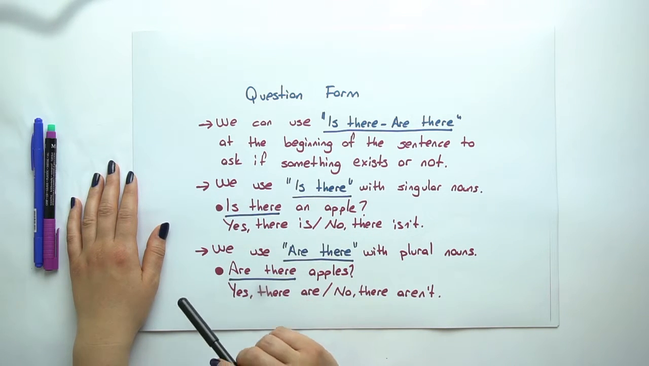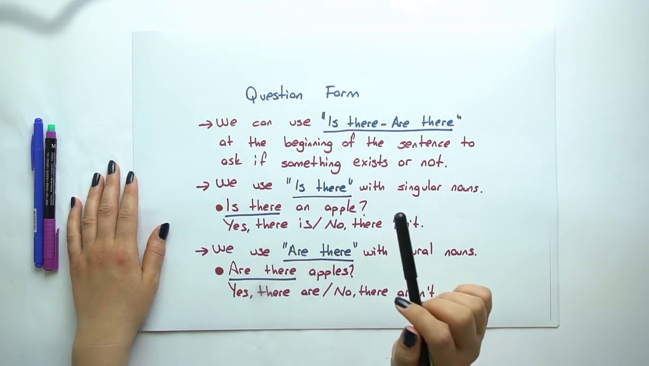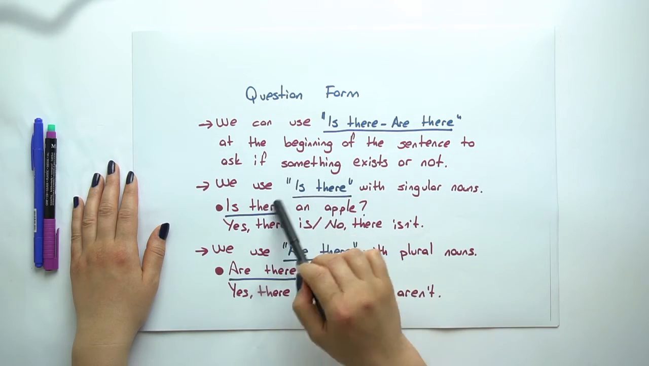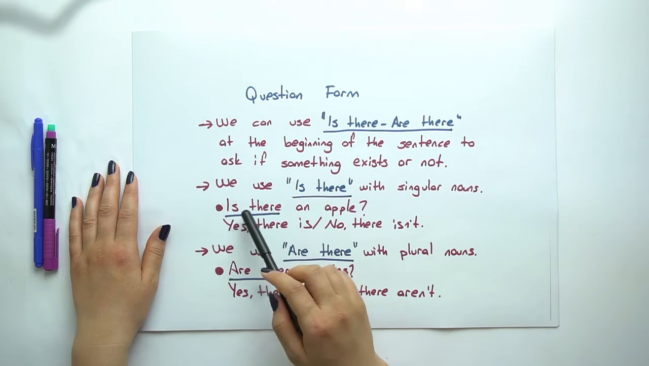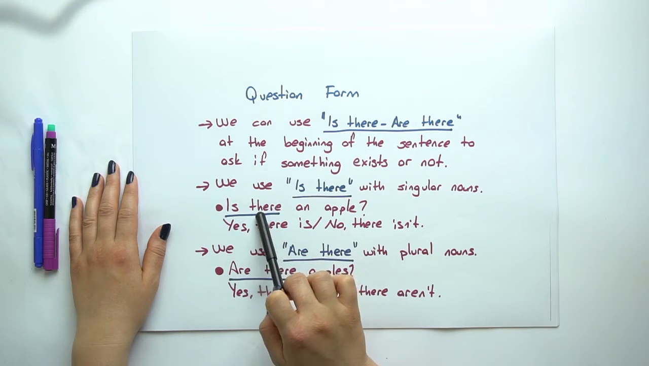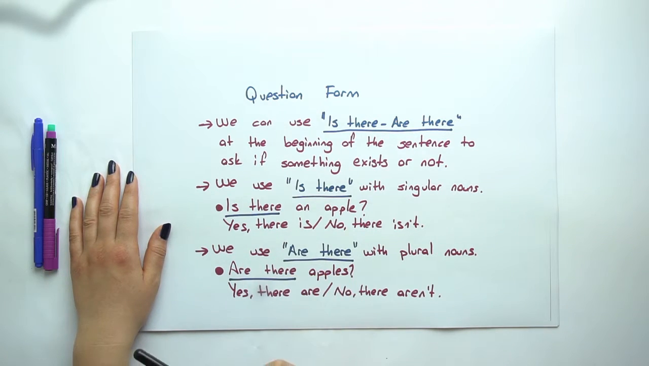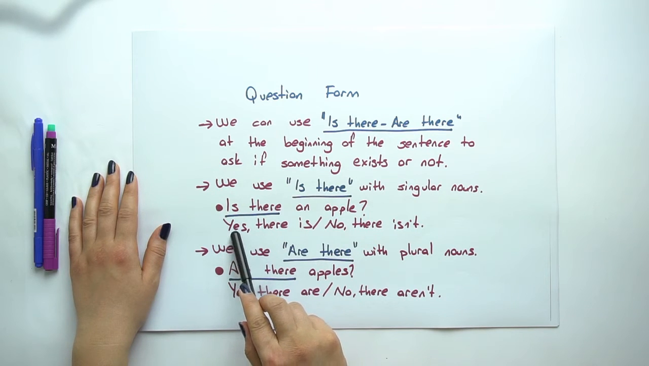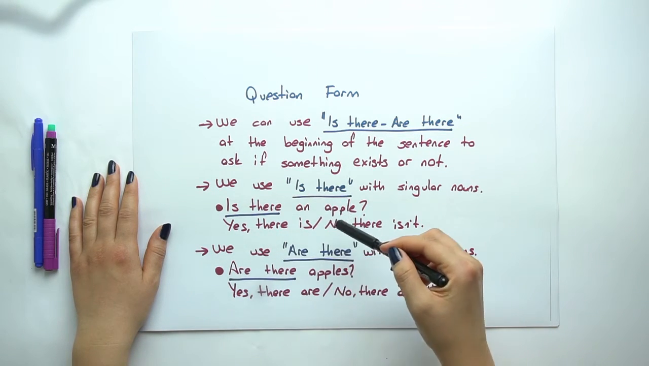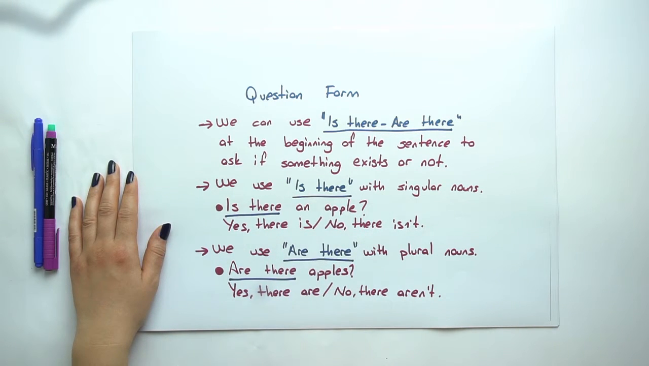Here we go. First example, we use is there with singular nouns. Remember, the rule is the same in this one too. Okay. Is there an apple? As you can see, I use is there at the beginning of the sentence to make a question sentence. And of course, we can give two possible answers to this question. First one, yes there is, or no there isn't. These are all short answers.